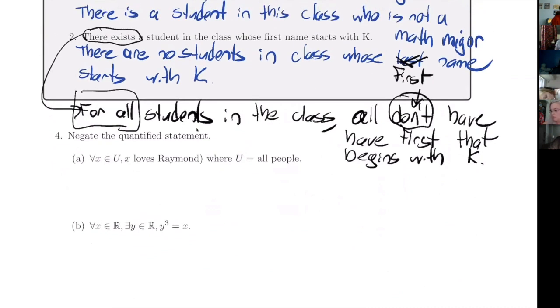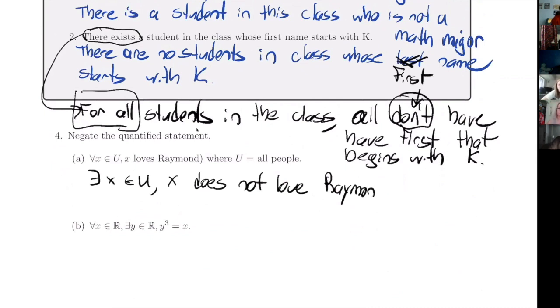Okay, so for example, something like this, everybody loves Raymond. This we could say is that there exists one person who does not love Raymond. I am not a huge fan of Everybody Loves Raymond. You guys might not even know what that show is anymore. It sounds so long ago, but someone in the math department is apparently.